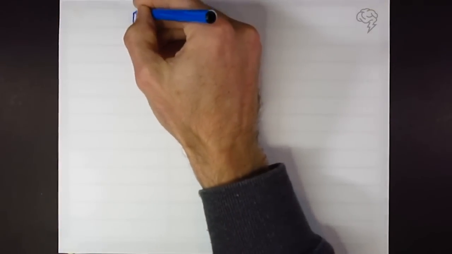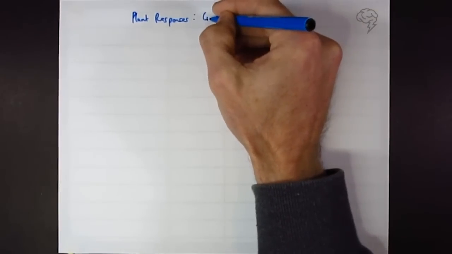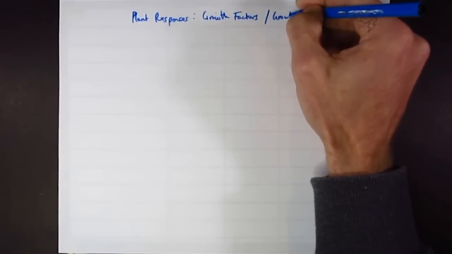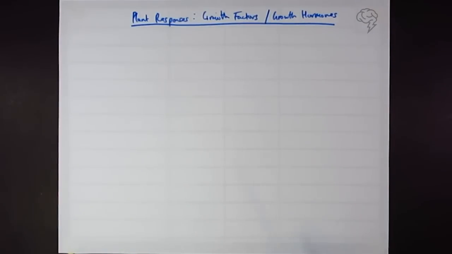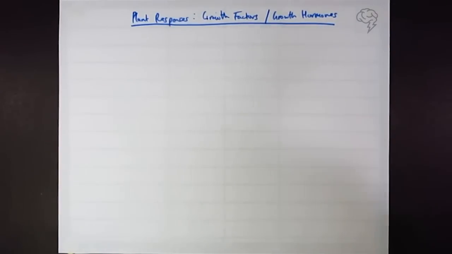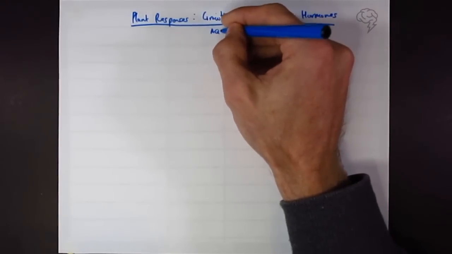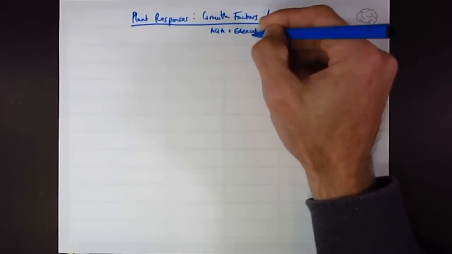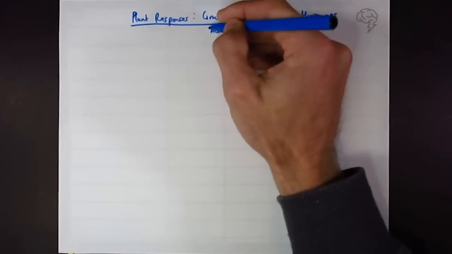So this is plant responses, growth factors or growth hormones. AQA and Edexcel students, you're going to call these things growth factors. OCR, you're going to call them growth hormones. Same thing, just a slightly different flavor to what they want you to call them. And WJEC as well. You're not going to get marked down for calling these one thing or the other. I'm just going to label these.